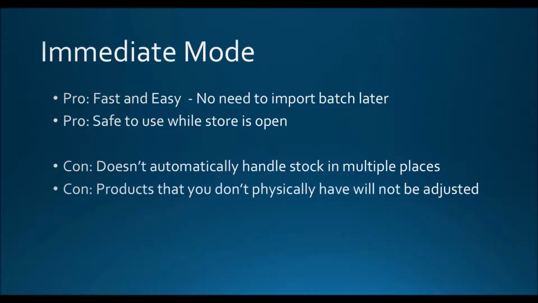Another con is that products that you don't physically have will not be adjusted. So for instance, let's say that you're out of a particular product, but the system thinks that you still have 2 of them in stock. Since you don't have the product there to physically scan, you probably won't realize that the product needs to be adjusted, and it would remain at its incorrect level.